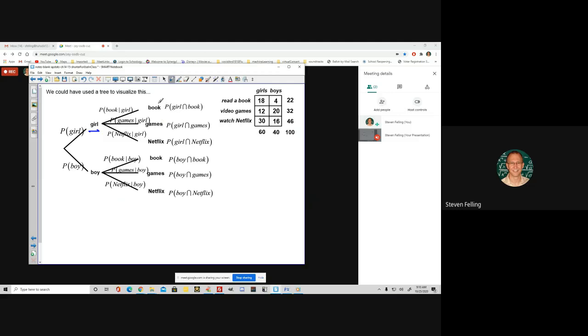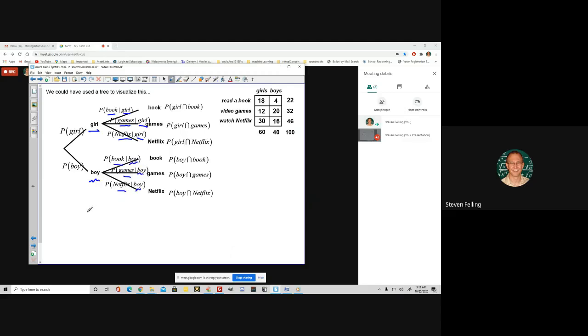But then if we pick a girl, we're here at the tree, then there's 3 choices that we could have had for the entertainment choice: book, games, and Netflix. And that means the second line here is a conditional probability. This is the probability that somebody likes a book, but given that they're a girl. The probability somebody likes games, given that they're a girl. The probability of Netflix, given a girl. And down here, these are all the conditional probabilities for the condition boy. So given that they're a boy, do they like book, games, or Netflix?